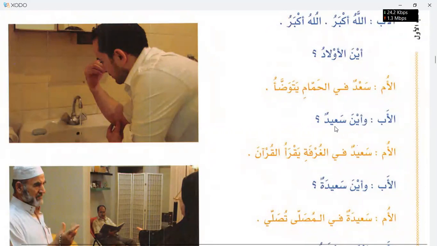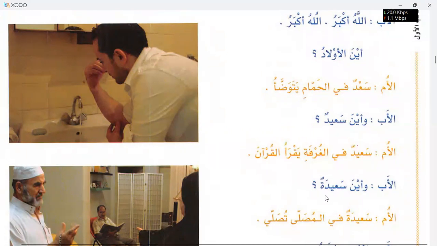Wa aina Saeed, and where is Saeed? Al-um: Saeed fil ghurfati yakra'u al-Quran. Saeed is in the room. Yakra'u, he is reading. Al-Quran, the Quran. He is reading Quran. So qara'a means reading, and ya means he.